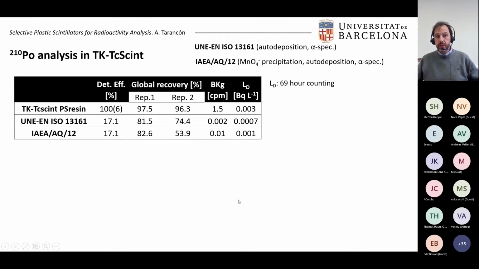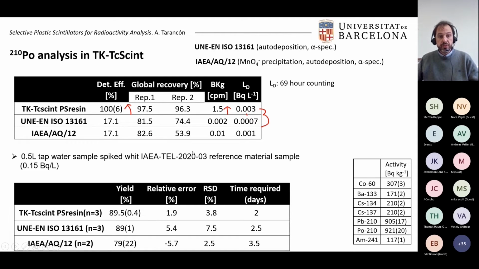We have compared the analysis of polonium with the plastic scintillator resin to 2 methods based on alpha spectrometry, and what we found is that we have a quite high detection efficiency. As you can see here, a high detection efficiency compared with alpha spectrometry. Also high background, because this is scintillation, but the limits of detection are comparable. So we have quite a similar limit of detection in this case for 69 hours of counting.